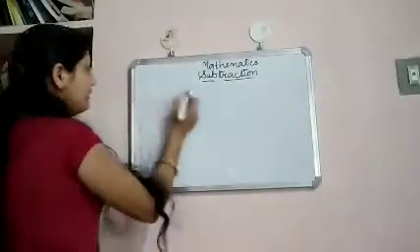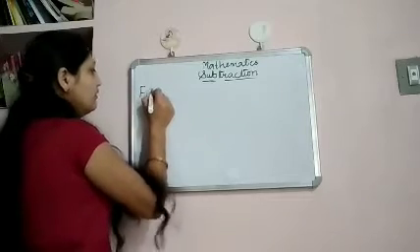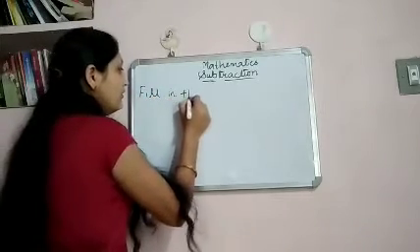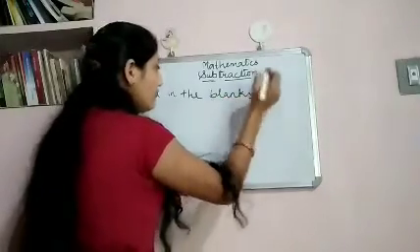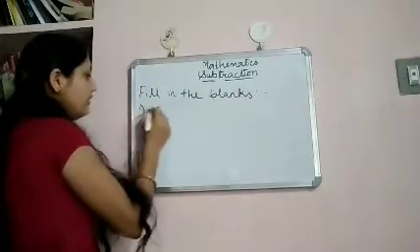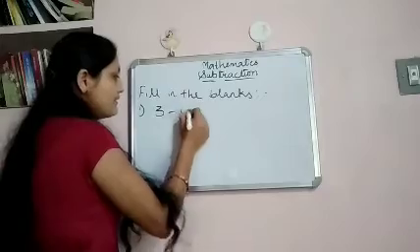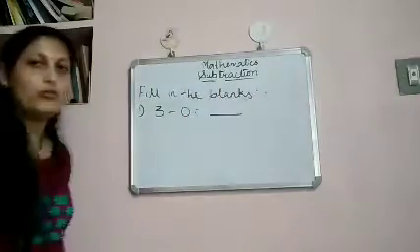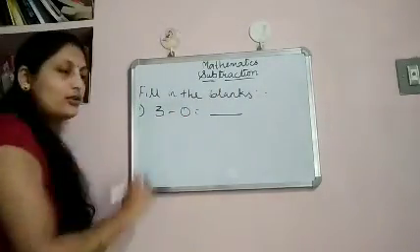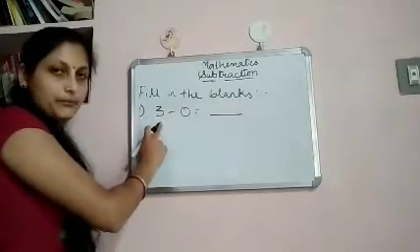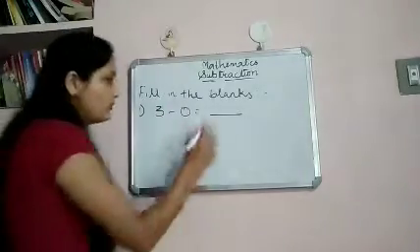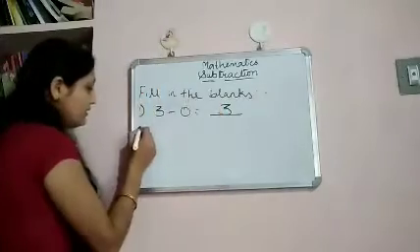So let us see. Fill in the blanks. By using these concepts, you have to fill in the blanks. First one, 3 minus 0 is equal to dash. What comes here? 3 minus 0 is what? Number itself. When 0 is removed from any number, what do we get? Same number. So, 3.